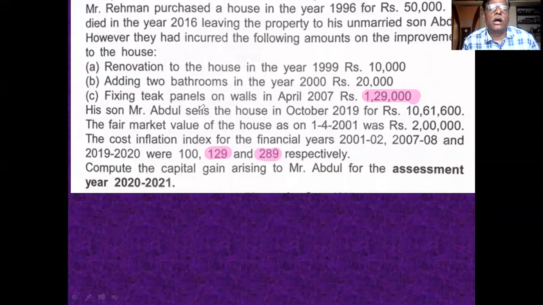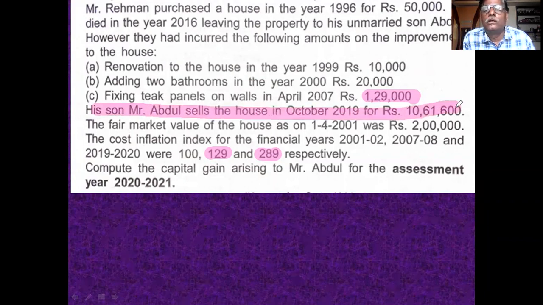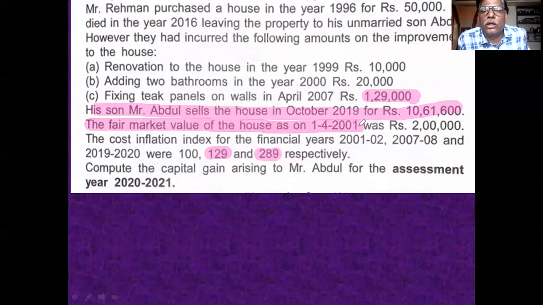Then his son Abdul sells the house in October 2019 for ₹10,61,600. Sell means it is the full value of consideration. First point, full value of consideration is 10,61,600. Clear? Then fair market value of the house. Fair market value of the house on 1/4/2001 was 2 lakh. This is the third point.